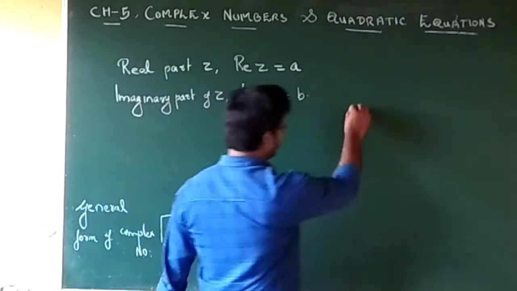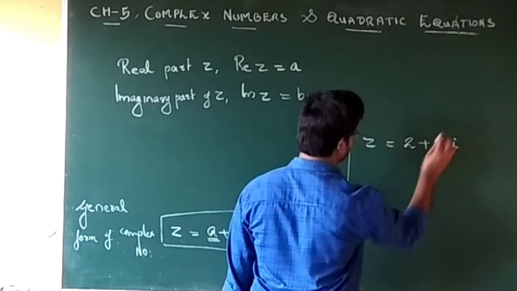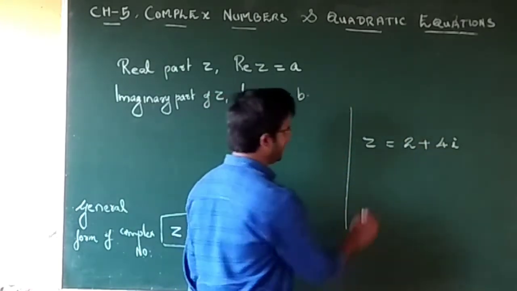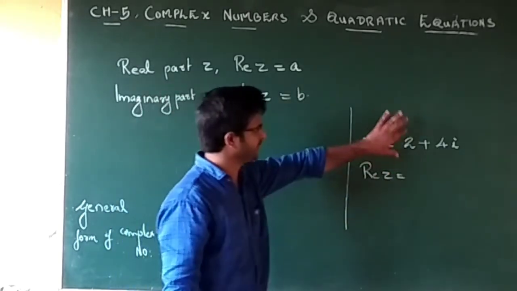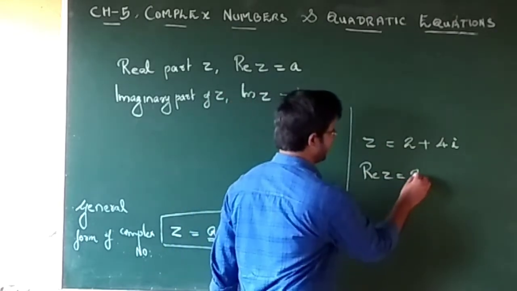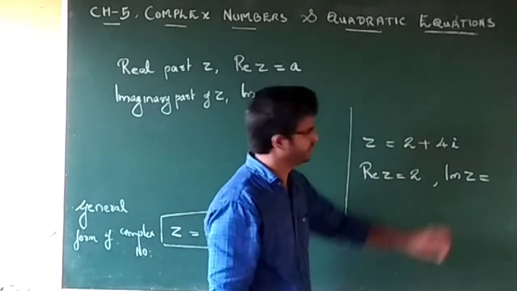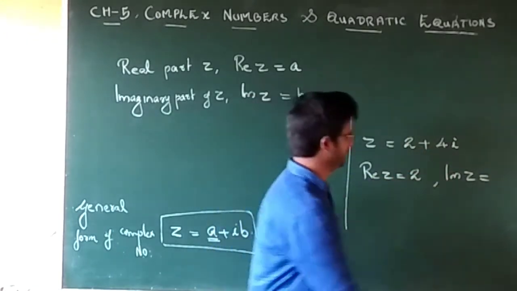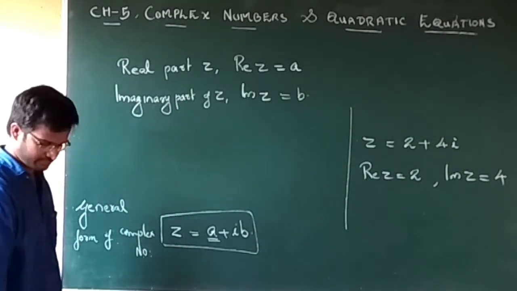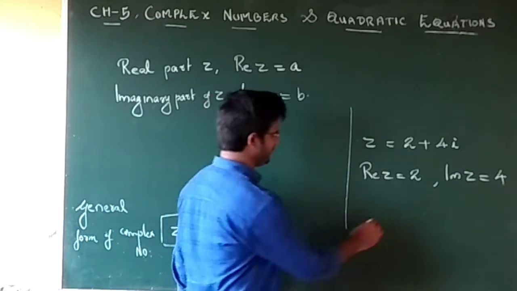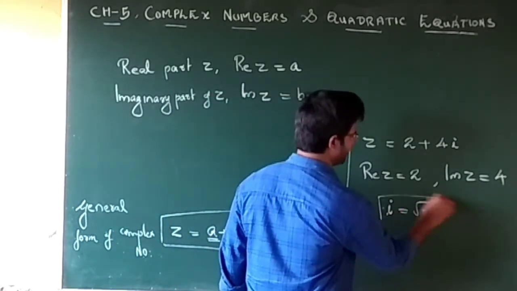We can see one more example. z equal to 2 plus 4i. Here, what is the real part? The real part of this complex number, without i, which number? That is 2. Then the imaginary part is with i, which number? That is 4, isn't it? We take 4 as the imaginary part. Always keep one thing in mind, the i value: i means square root of minus 1.